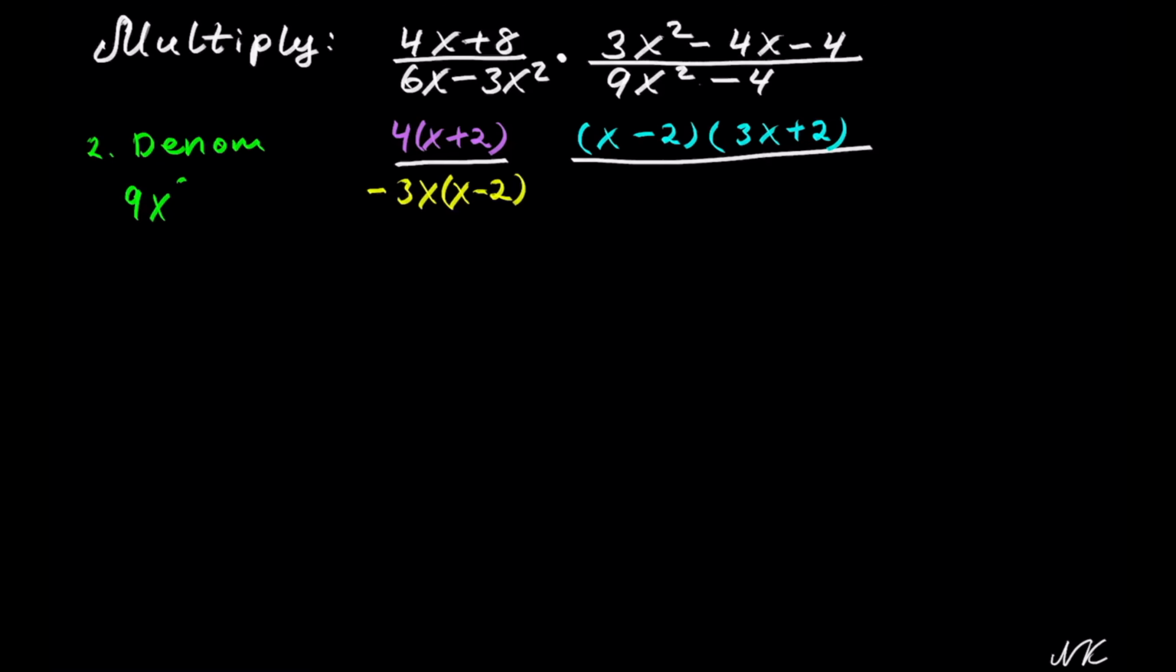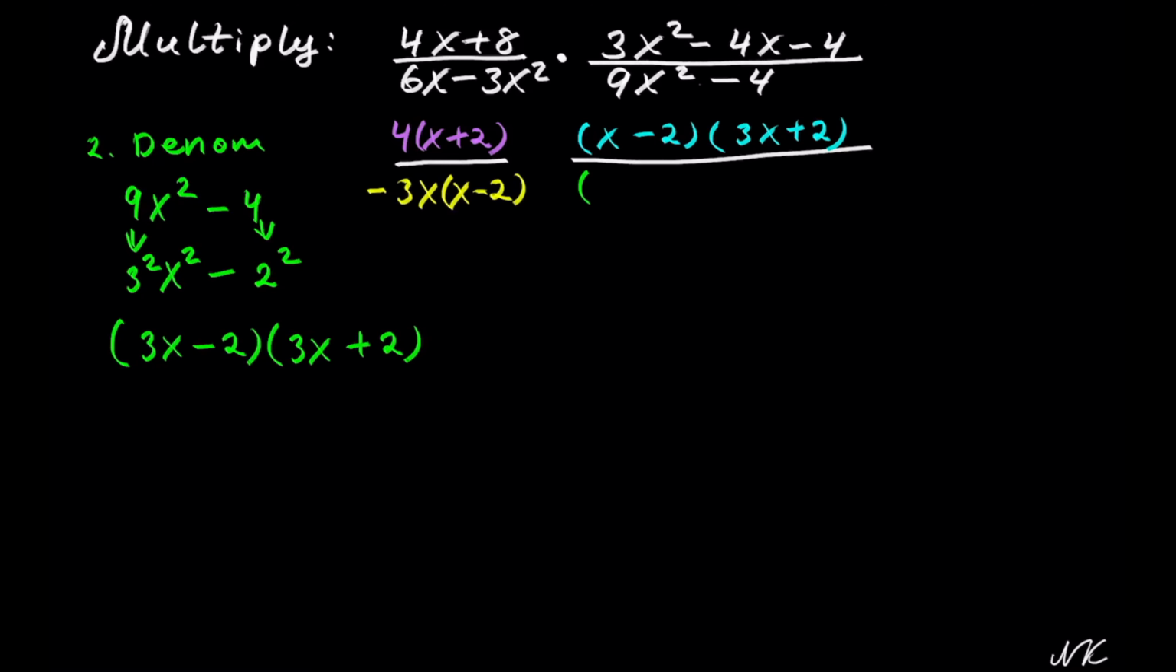Out of, let's factor the second denominator, which is 9x to the second minus 4. This is a difference of squares because 9 is a perfect square and 4 is a perfect square. We can rewrite this as 9x to the second, 9 can be written as 3 to the second, and 4 can be written as 2 to the second. So using the difference of squares formula, this factors into 3x minus 2 times 3x plus 2. So the second denominator factors into 3x minus 2 times 3x plus 2.